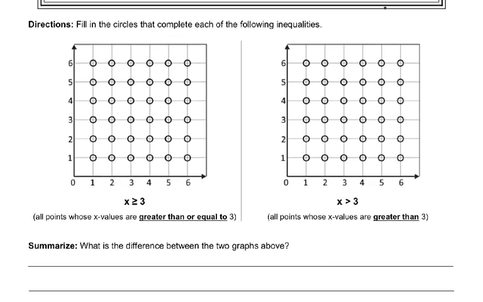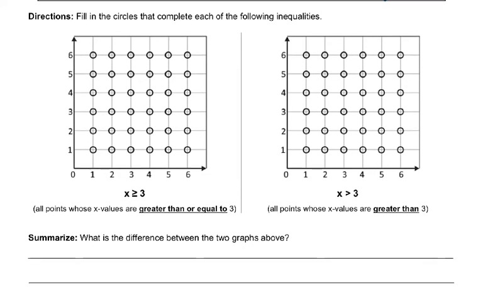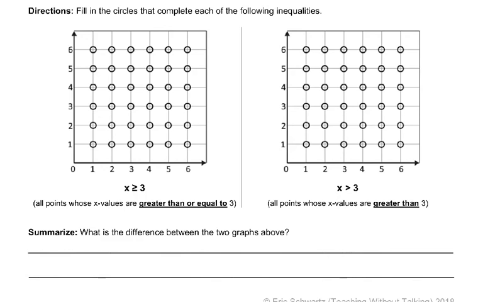All right, let's keep rocking and rolling. It says, fill in the circles that complete each of the following inequalities. So now we're looking at x, right? Where are the x values of the coordinate points greater than or equal to 3? So you're looking at these numbers here. So obviously anything greater than is good to go. So an x value of 4, these have an x value of 5, and these have an x value of 6.